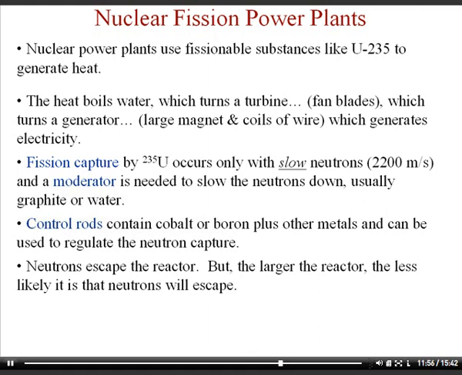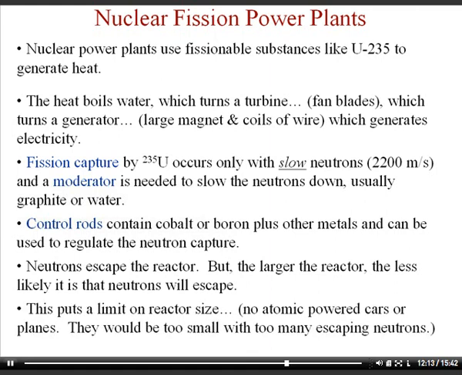Neutrons escape the reactor, but the larger the reactor is, the less likely it is that the neutrons will escape. So there's a minimum size for a nuclear reactor. So you can't have a nuclear power car because it would just be way too large. So there is a size factor that limits how small the reactors can be. And that's what the last little bullet point says. You cannot have an atomic powered car or an atomic powered plane because it's going to be too big.